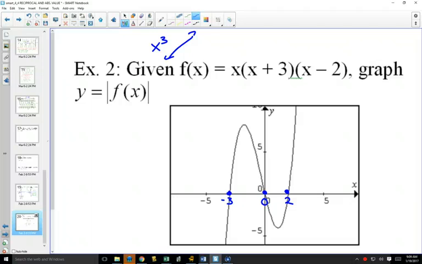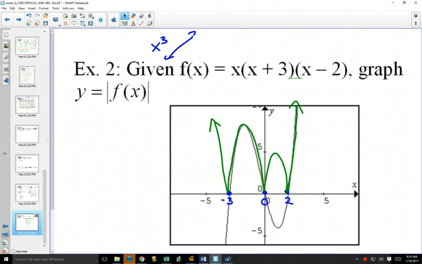Now, if you want to graph the absolute value of this, we remember that what the absolute value does is it keeps positive values the same. So in this graph, can you see that this part would stay the same? And that part would stay the same because our y values are positive. But wherever our y values were negative, they're going to get flipped over the x-axis. So this would be our final graph. And with that, we are done.